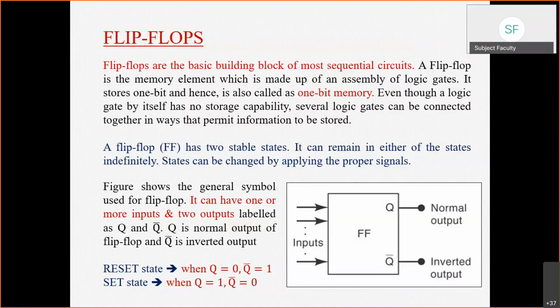Similarly, if someone says that the given flip-flop is set, the output Q equals 1, this Q is high and Q bar is 0, the complement of 1. Okay, so these are the general points regarding flip-flop. I will stay on this slide for a couple of minutes. If you are having any problem, then you can ask me.